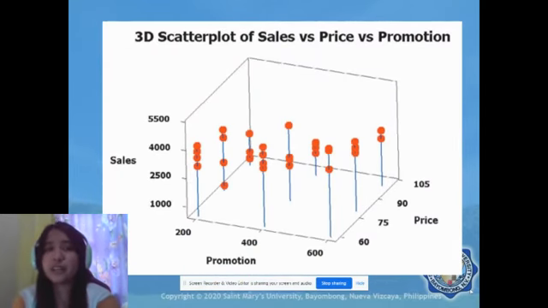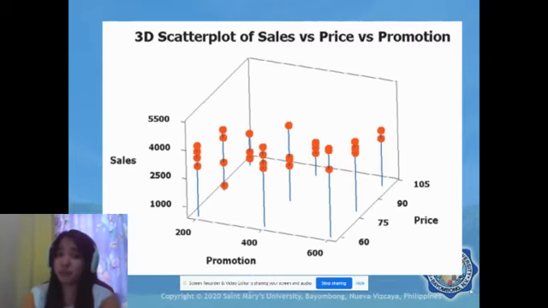In simple linear regression, we use the scatter plot for us to visualize our data. Here, if it is possible for us to make use of some software or some online graphing software that can produce a 3D scatter plot, then well and good. Just like in this example, we have the 3D scatter plot of sales versus price versus promotion.